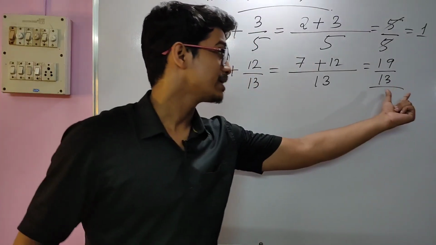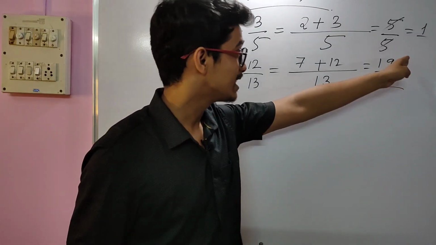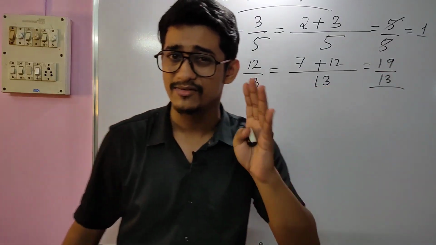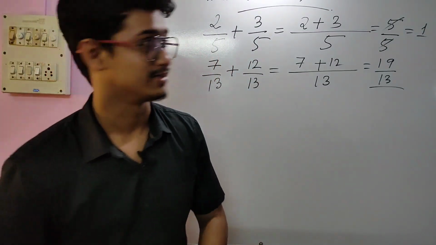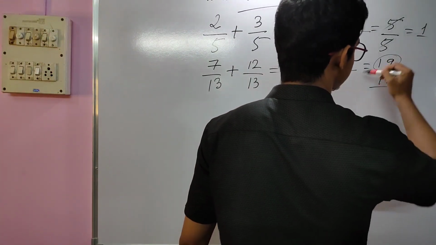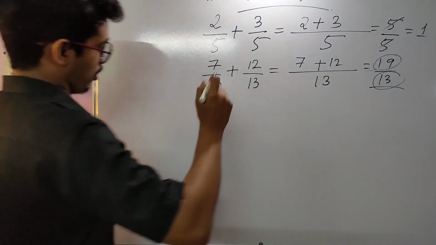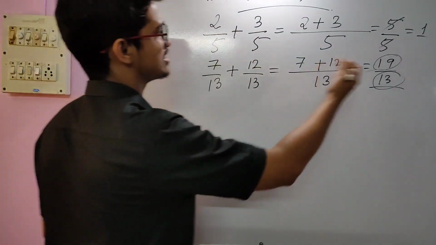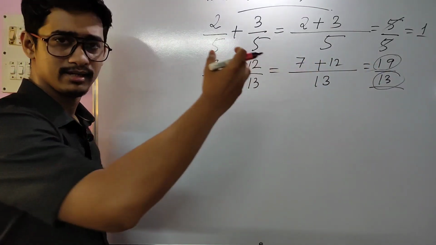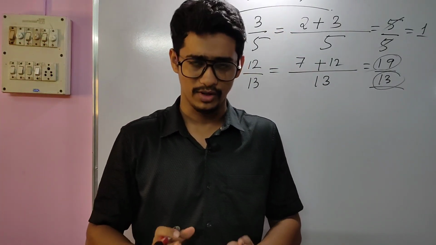So what is that type of fraction where the numerator is greater than the denominator? Just recall, that is improper fraction, right? Where the numerator is greater than the denominator. All right. So so far we have understood that when the denominators are same, it is very easy to calculate. For subtraction also, the same rule is coming out over here, right?